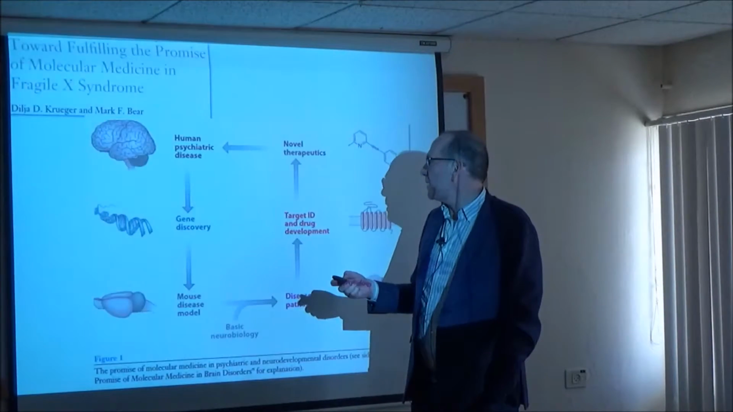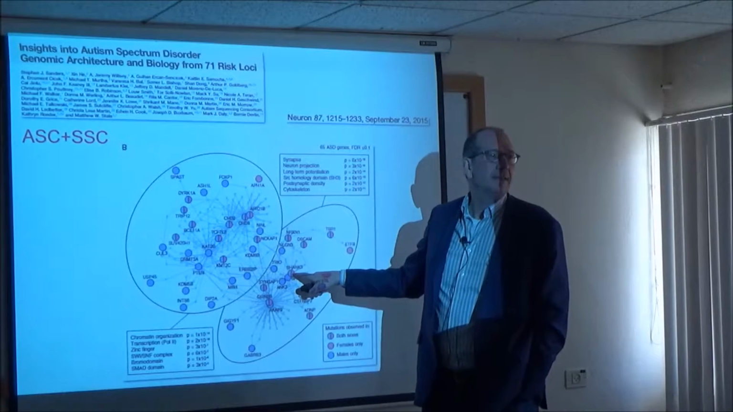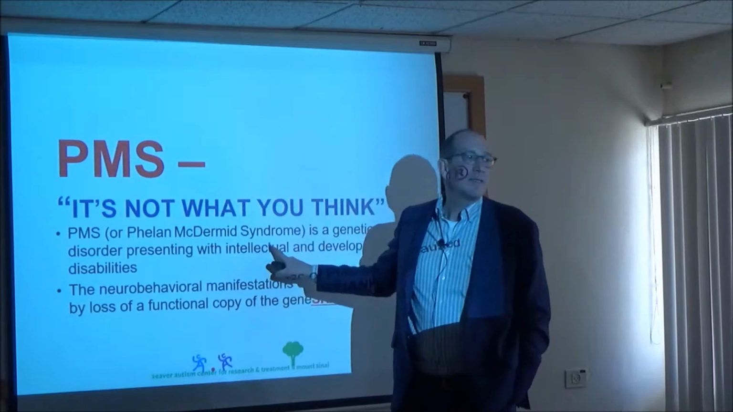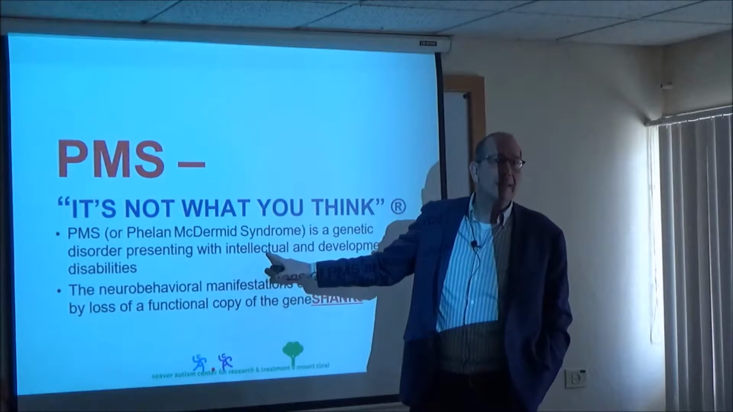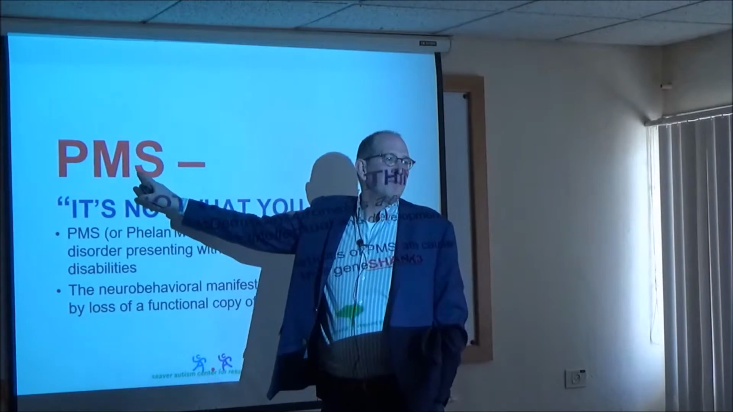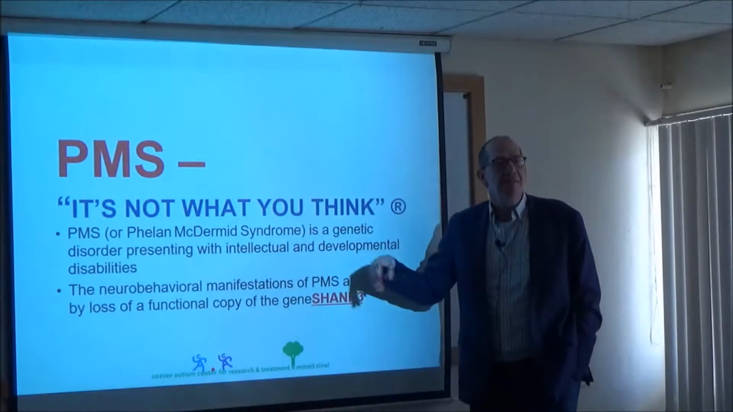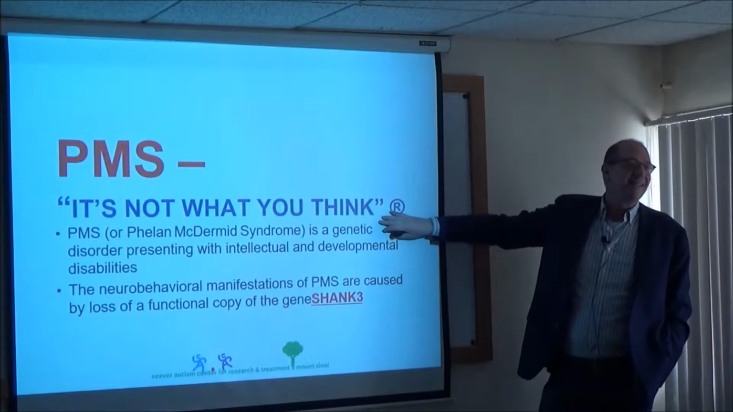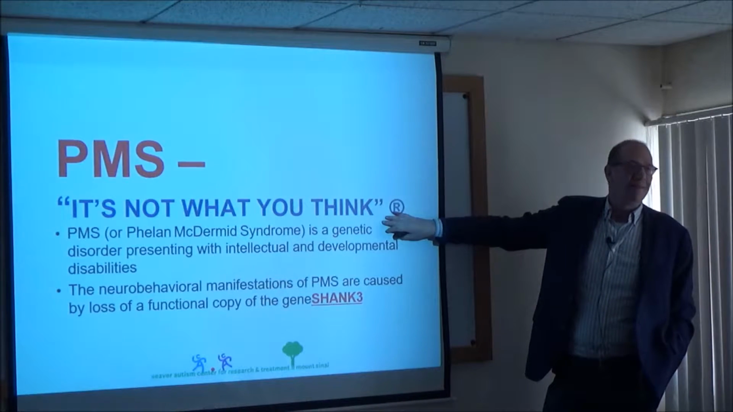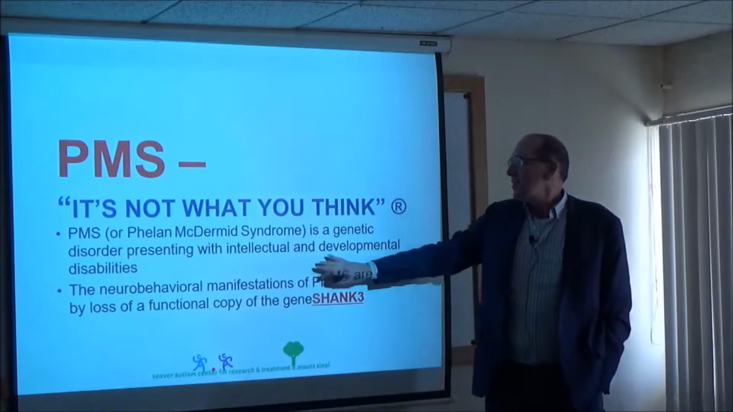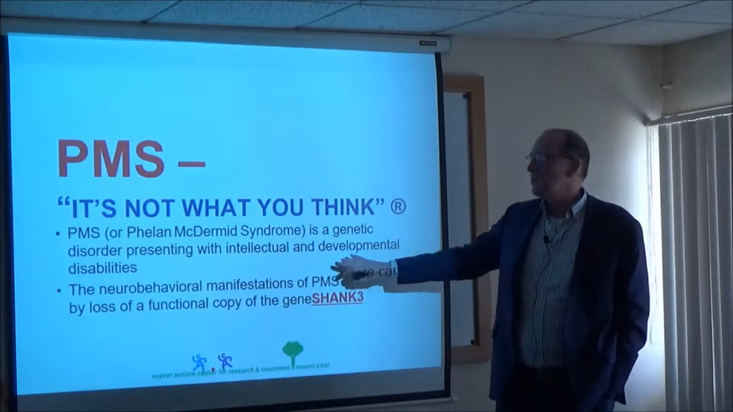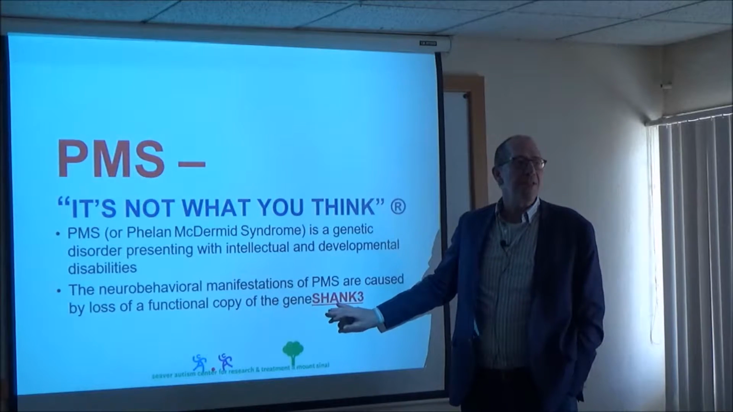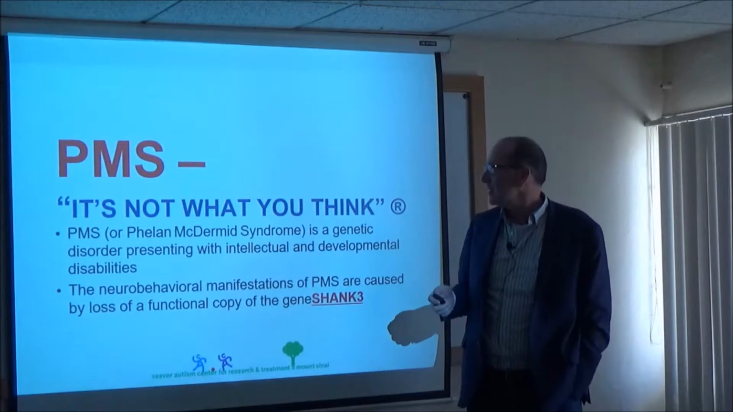So the gene I'm going to talk about is SHANK3, okay? And the disorder is called Phelan-McDermid syndrome. I can explain why. It's shortened PMS, and for the Family Foundation, PMS is also a menstrual syndrome. So their tagline is, it's not what you think, right? It's a genetic disorder, and it presents with intellectual disability and autism. And it all traces to a single gene, SHANK3, and I'll talk about that extent.